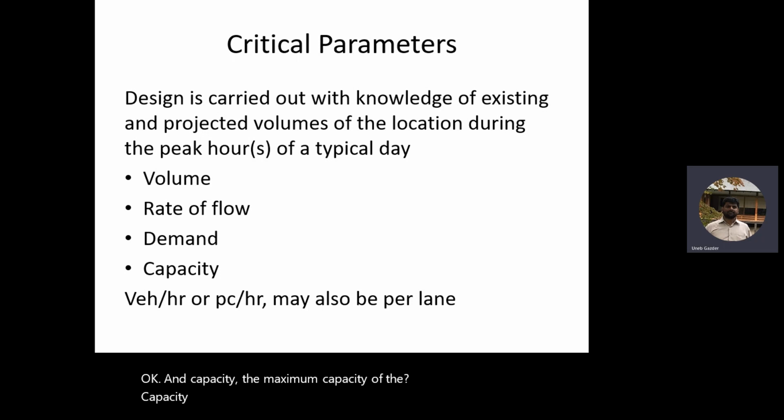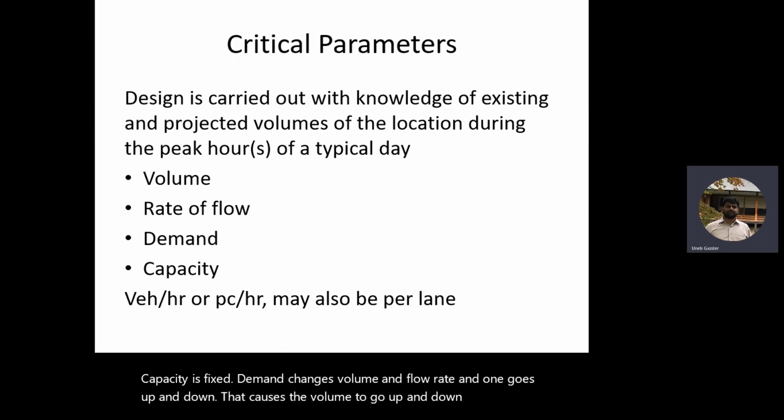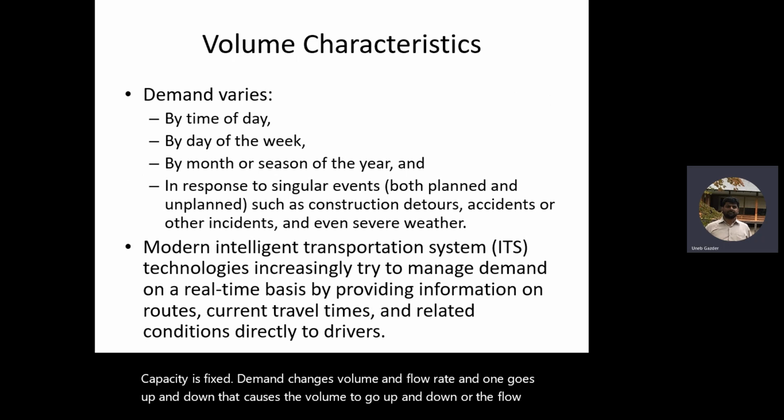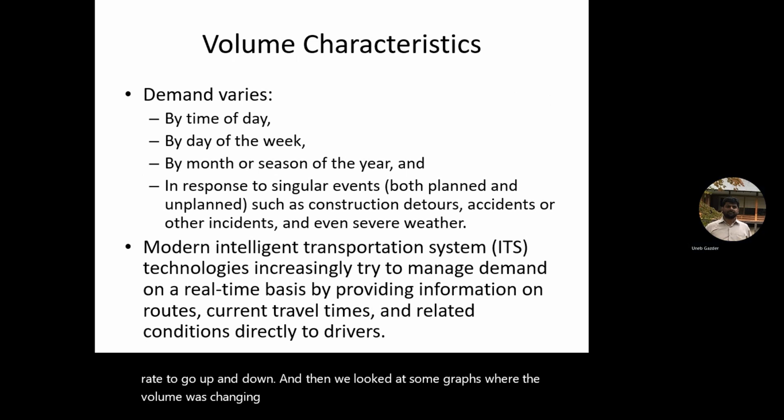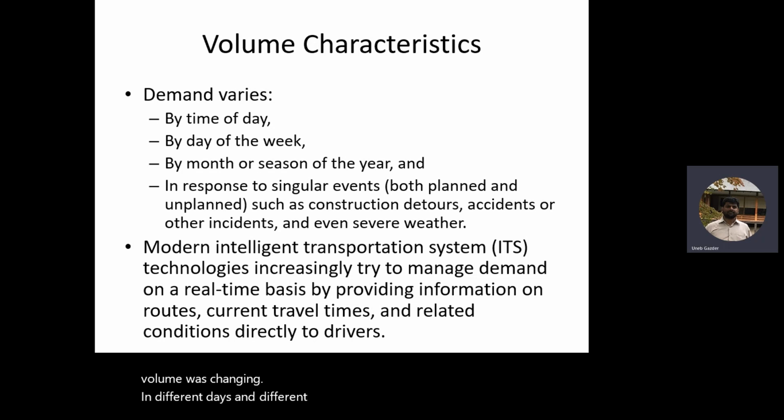Capacity is fixed. Demand changes, and so do volume and flow rate. When demand goes up and down, that causes the volume to go up and down, or the flow rate to go up and down. And then we looked at some graphs where the volume was changing in different days and different weeks and different times on different highways. The main point was that volume or demand changes so much that I need to use some technology to manage traffic. If I try to do it manually, it will become impossible because the change is so rapid. Every minute it is changing.